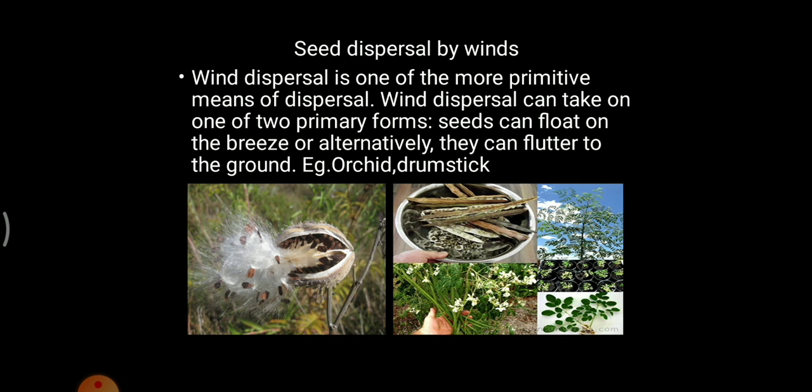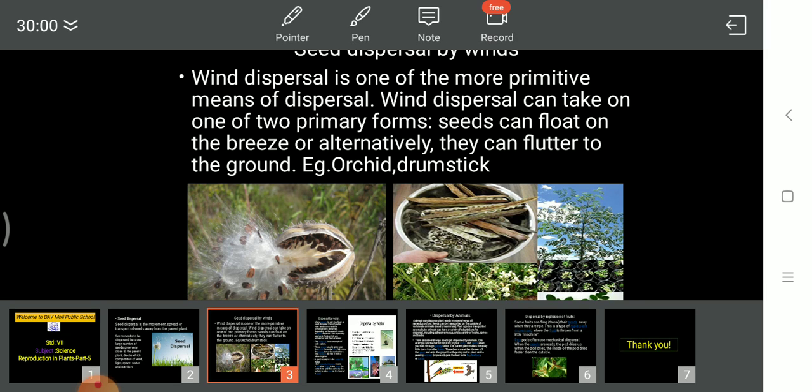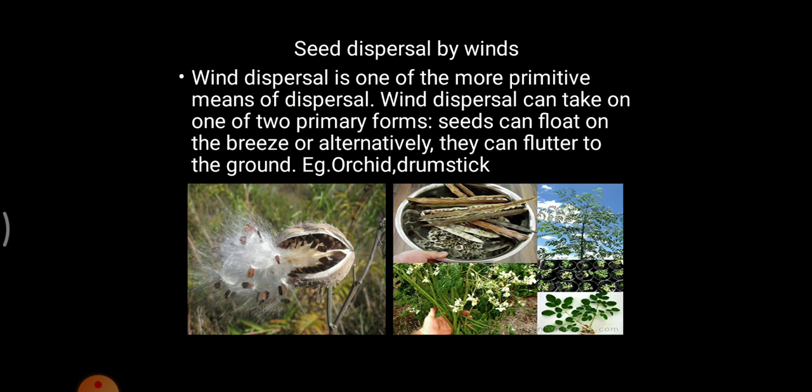The other example is the drumstick. As you can see, this is a drumstick, with fully grown seeds. In the atmosphere, the drumstick plants disperse the seeds, as a result of which new drumstick plants start to grow. So this is a simple method of dispersal of seeds with the help of wind, and it is the most important and the most rapid form of dispersing seeds.